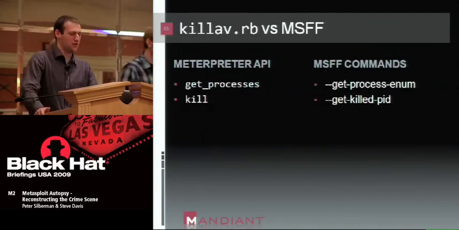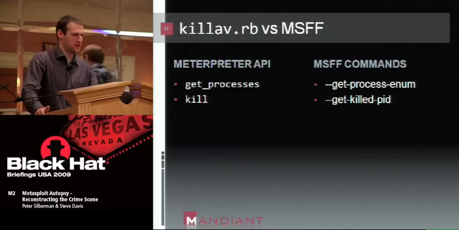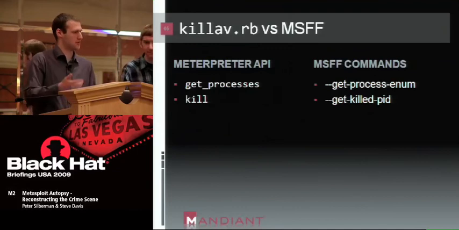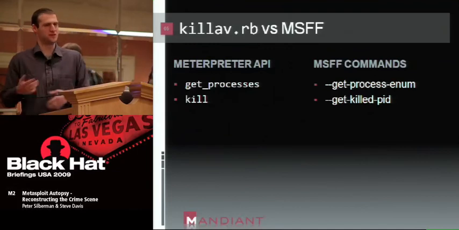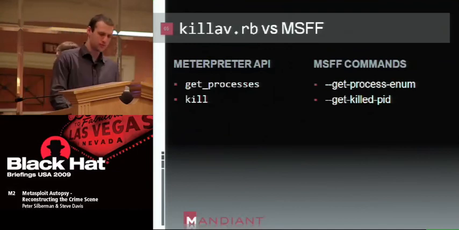So the other command you can do for the kill AV is get process enum and get killed PID, and that'll sort of determine if you start seeing Process Explorer and some of your antivirus getting killed, you could sort of infer that this script was run.